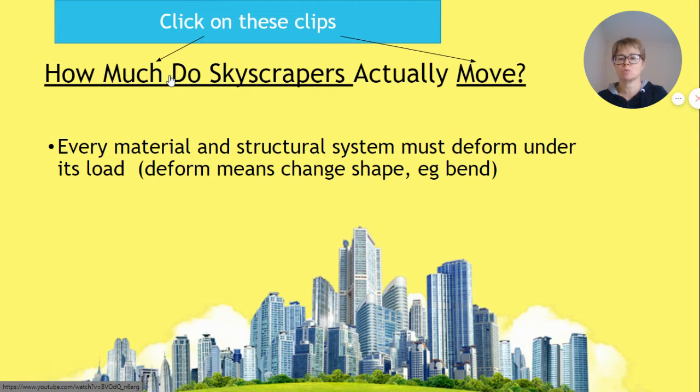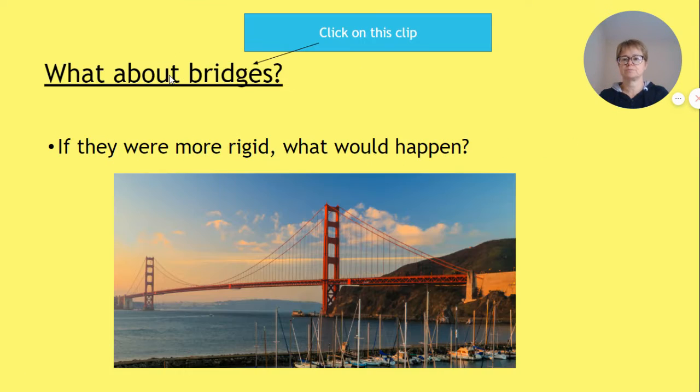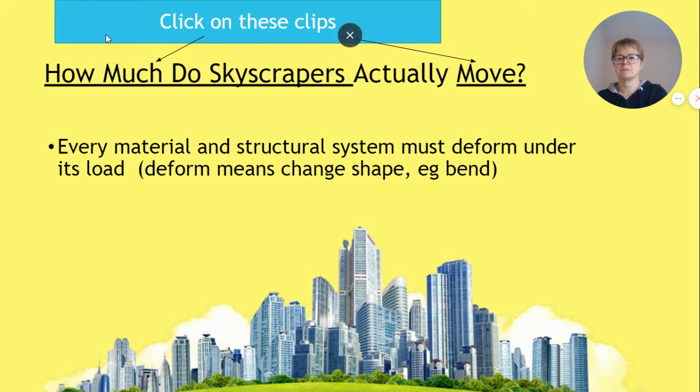So let's have a look at some more clips. Again, be making notes, please, on the type of tests that are being shown, but also some of the properties that the materials have. Oh, I missed. There we go.